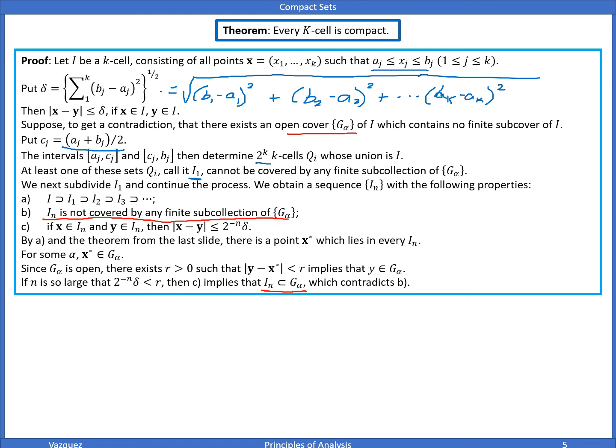But how do we know that there is such an n that this is true? If n is so large, well, how do we know that that n exists? Well, because otherwise we would have that 2 to the n is less than or equal to delta over r for all positive integers n. And well, that really can't be true because the real numbers are Archimedean, so this can't hold true for all positive n. That's how we know that this n exists, which then gets us this contradiction over here. Therefore, our theorem follows.